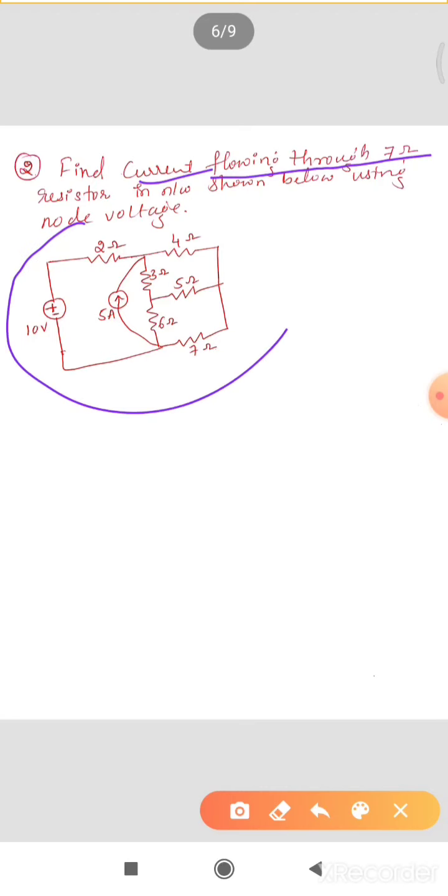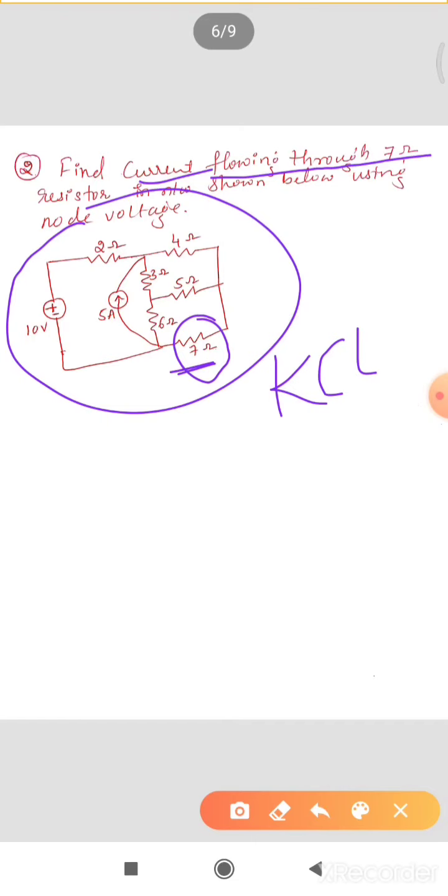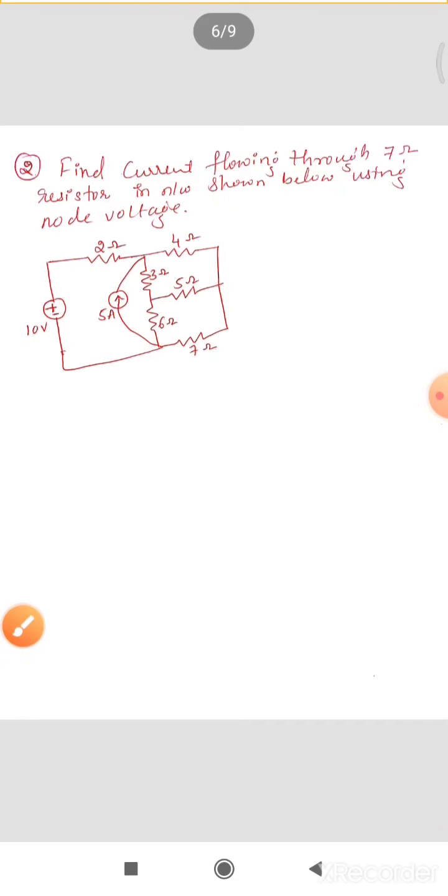Observe in this entire circuit where the 7 ohm resistance is. Yes, here is the 7 ohm resistance. We are not supposed to alter this. We should not alter that 7 ohm resistance and let it be kept as it is, and then we'll try to apply node voltage analysis. The meaning of this is we have to apply KCL, right? So let's see how to do this.